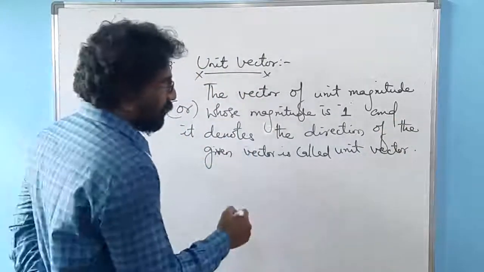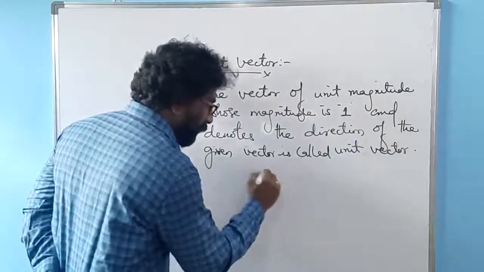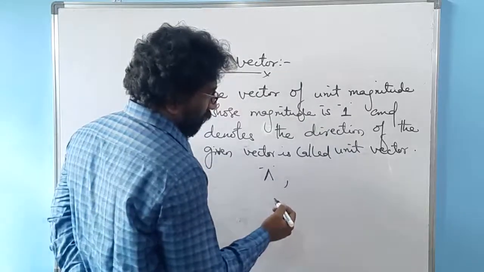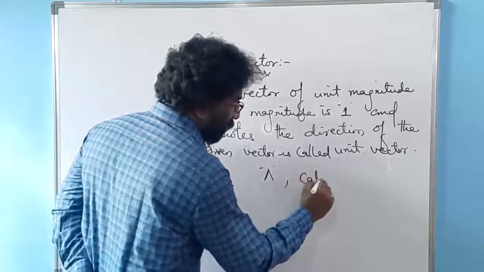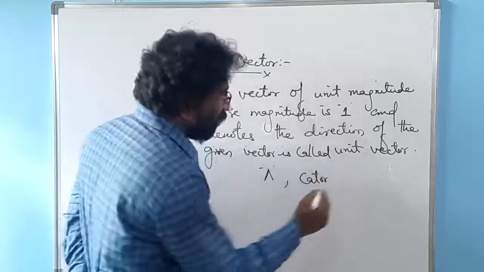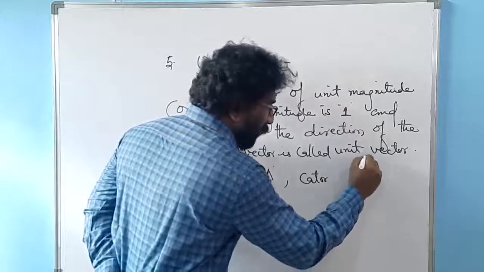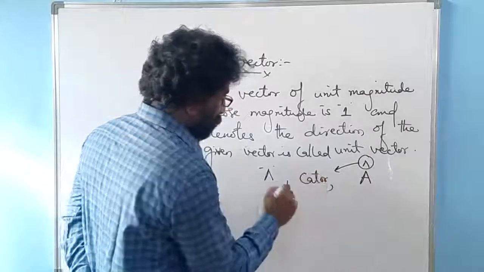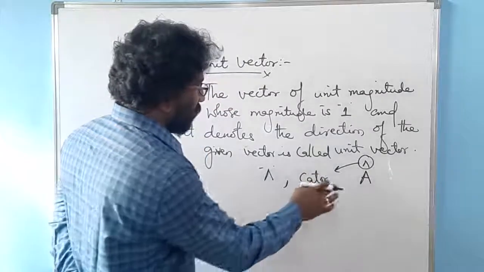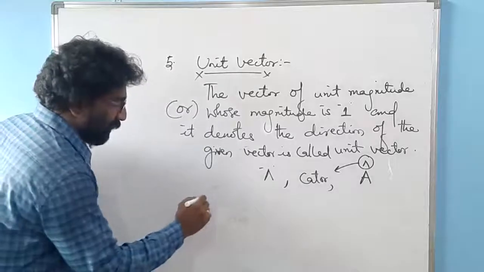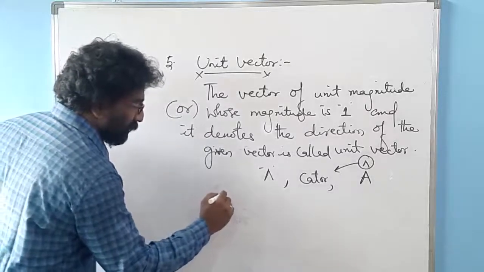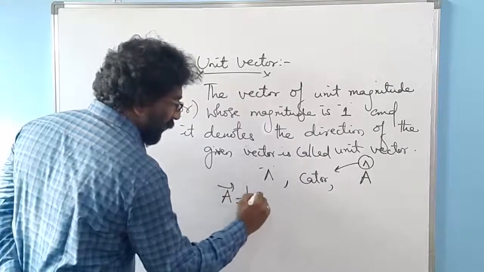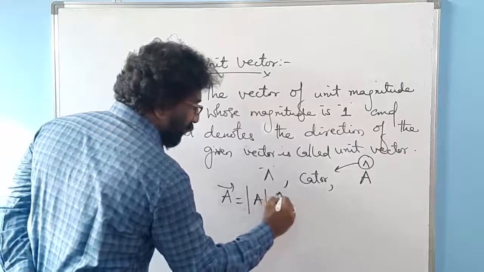The unit vector is denoted by a cap, or it is denoted by a caret. See now, if I have a unit vector like this, A cap, this indicates the cap or caret. And if a vector A is given to me like this, then that vector is denoted as mod A into A cap.